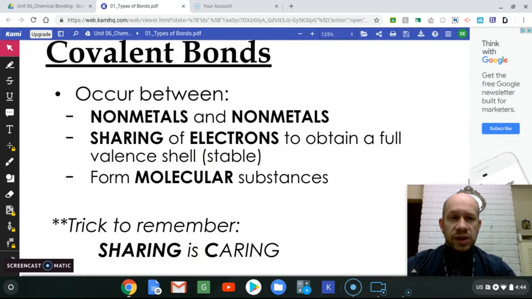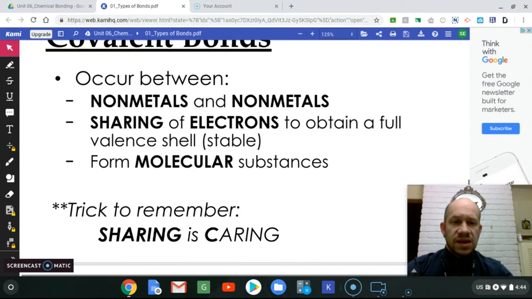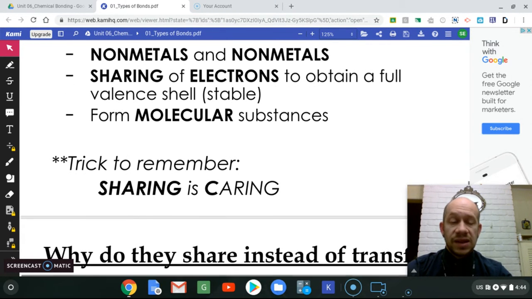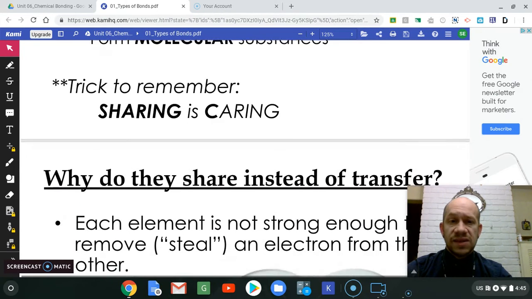Covalent bonds occur between a nonmetal and a nonmetal, and this involves the sharing of electrons to obtain a full valence shell. That makes them stable. This is how we form molecular substances. The trick to remember: sharing is caring. So sharing the electrons is caring, the C for covalent.